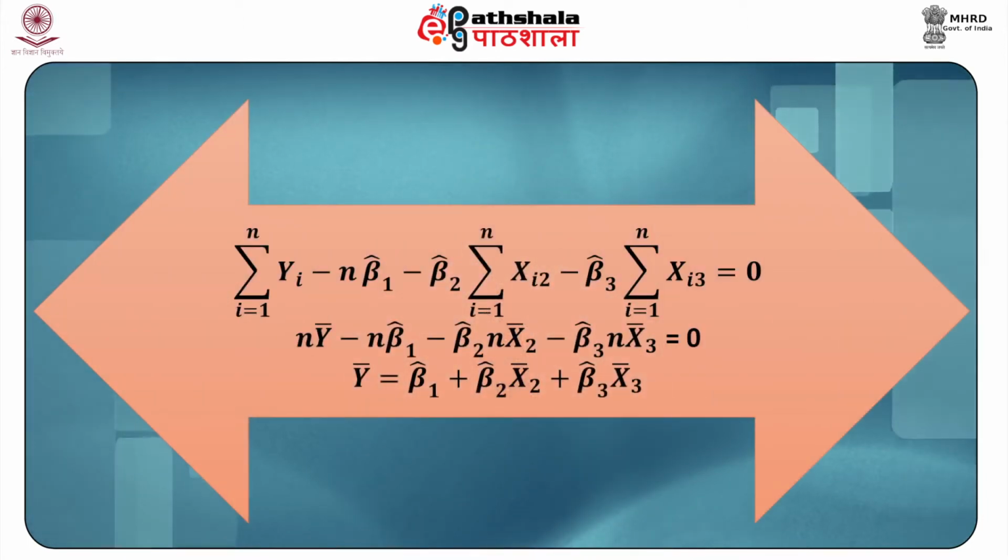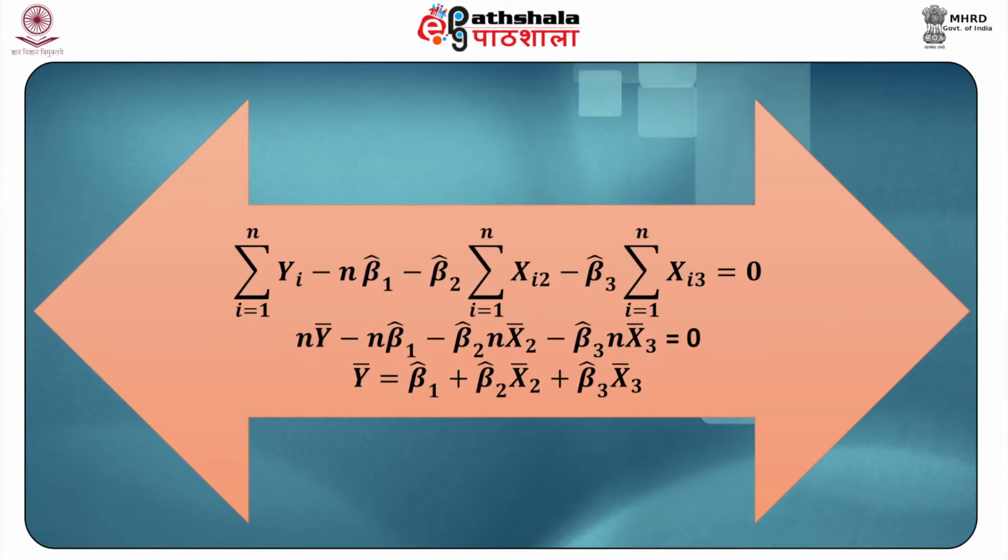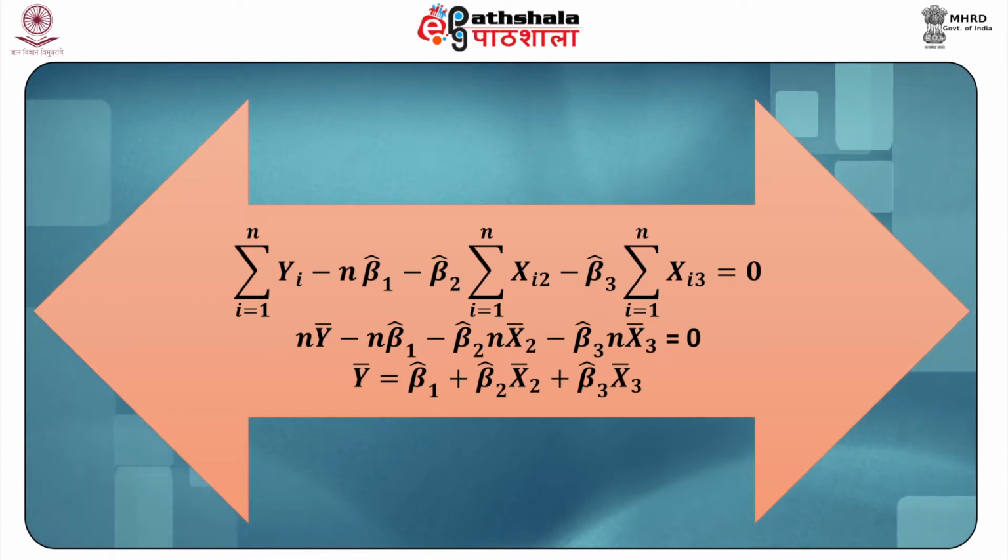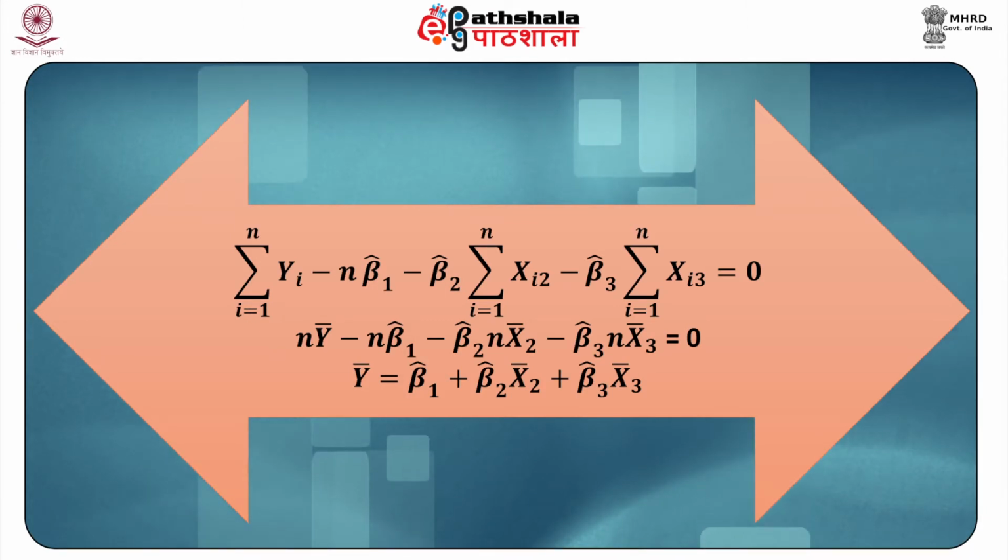This equation 9 can be simplified to be equal to sigma yi, i ranges from 1 to n, minus n beta 1 hat minus beta 2 hat into sigma xi2, i ranges from 1 to n, minus beta 3 hat into sigma xi3, i ranges from 1 to n, and is equal to 0. Now this can be rewritten as n y bar minus n beta 1 hat minus beta 2 hat n x2 bar minus beta 3 hat n x3 bar equal to 0.